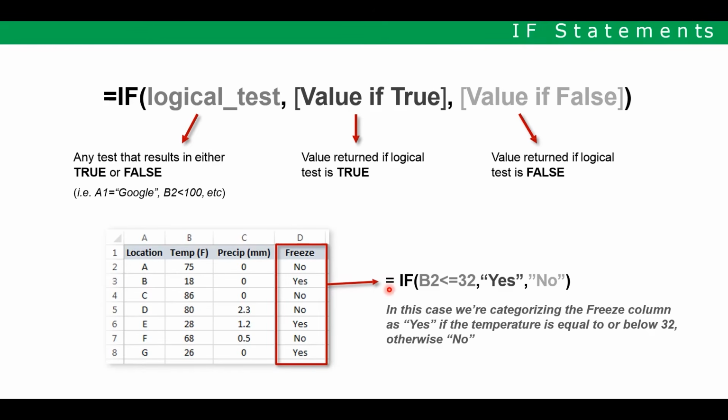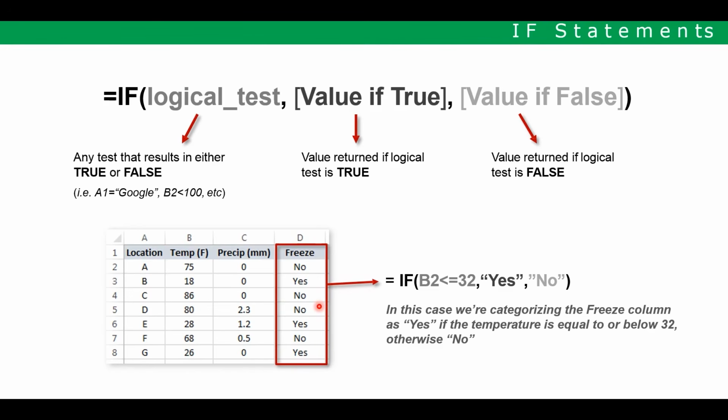Here's an example to show the same. Here we are writing is equal to if B2 is less than or equal to 32. B2 being the temperature. So if the temperature is less than or equal to 32, I want yes as my answer for freezing. And if it is not less than or equal to 32, which means it is greater than 32, I want no as my answer. That is the formula that I have written here, which is giving me the answer.